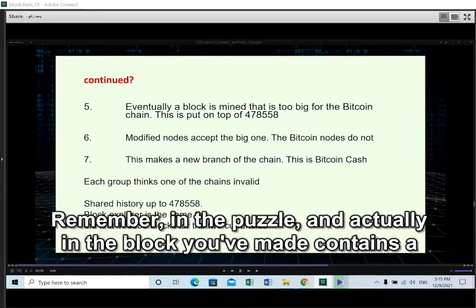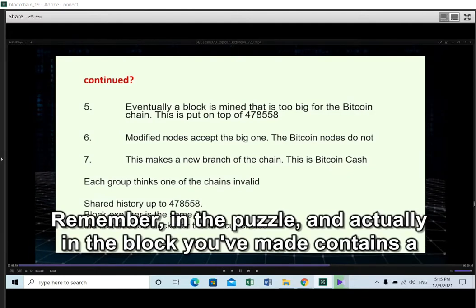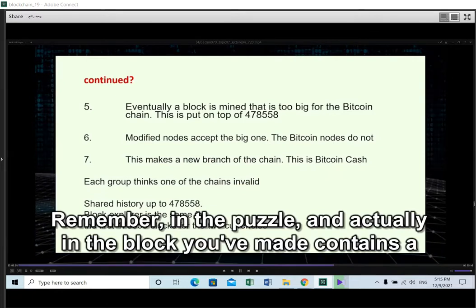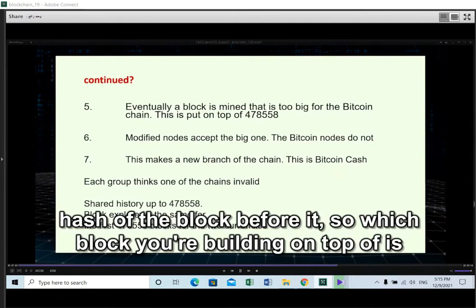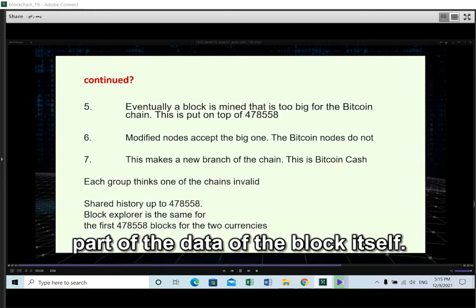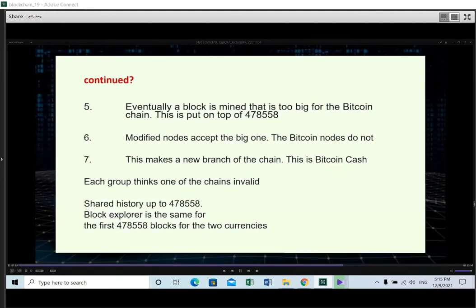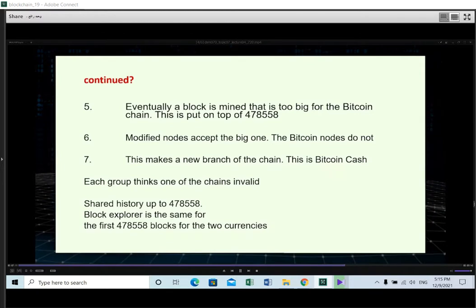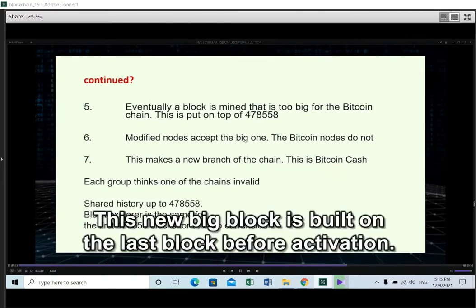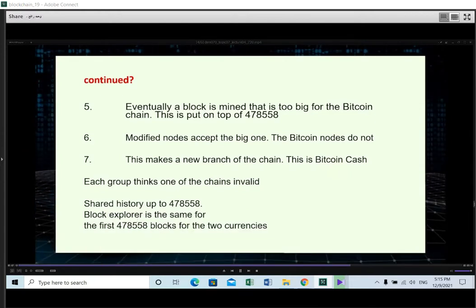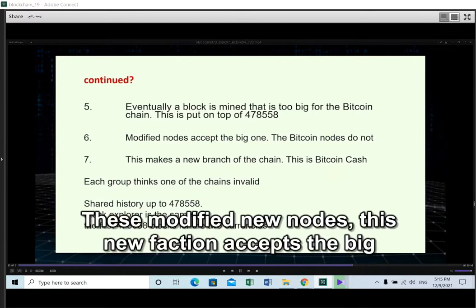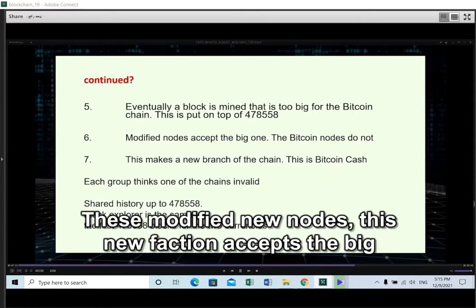Remember, in the puzzle, and actually in the block you made, each block contains a hash of the block before it, right? So which block you're building on top of is part of the data of the block itself. So this new big block is built on the last block before activation. Okay. These modified new nodes, this new faction, accepts the big one.